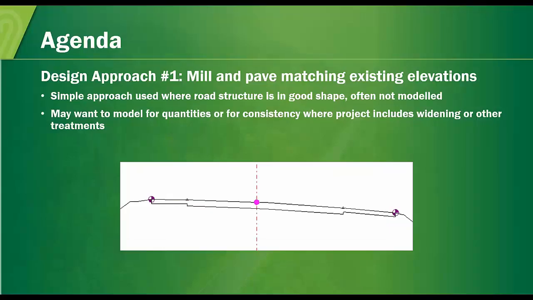So the first design approach that we will go over is a very simple one, and that's just milling the pavement, just the top lift of the pavement, and then paving back to match existing elevations. This is a simple approach used where the road structure is in good shape and you just want to resurface it. It's often not modeled, but in situations where you are widening the road or have other pavement treatments, you may want to model it for consistency and to get quantities. You can see in the cross-section below that the proposed pavement is going back right at the existing pavement elevation.